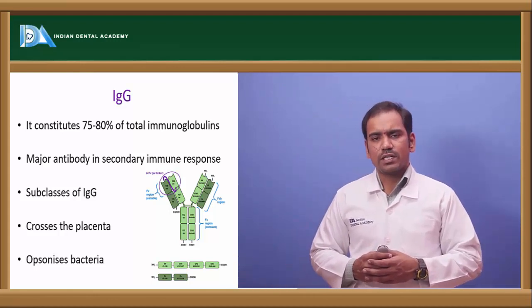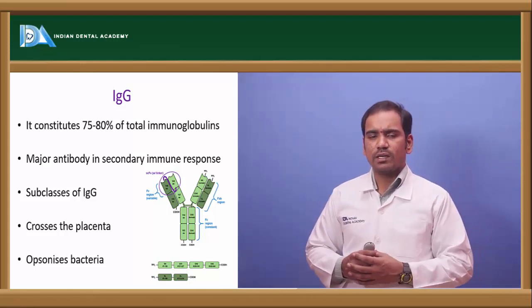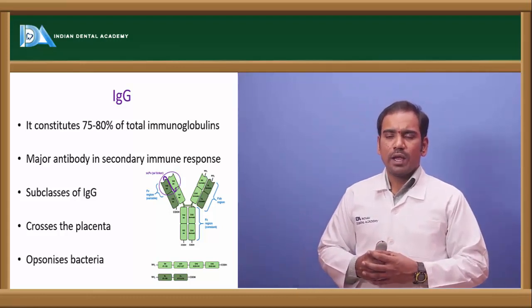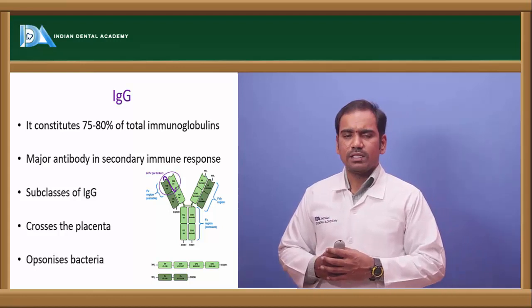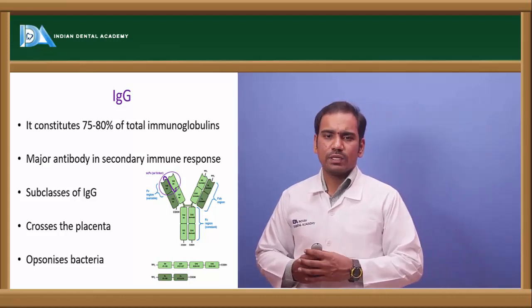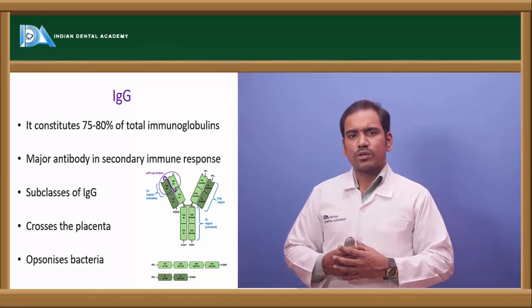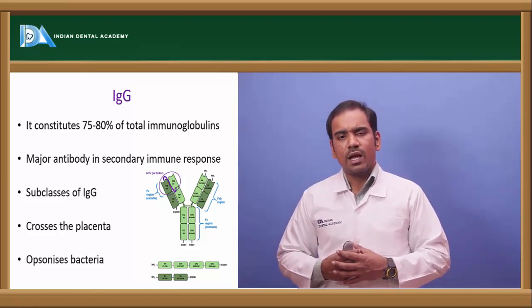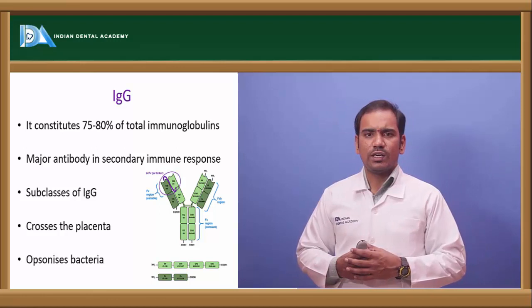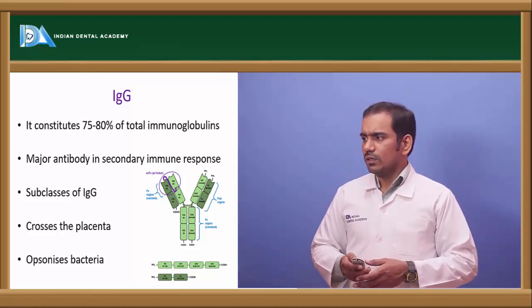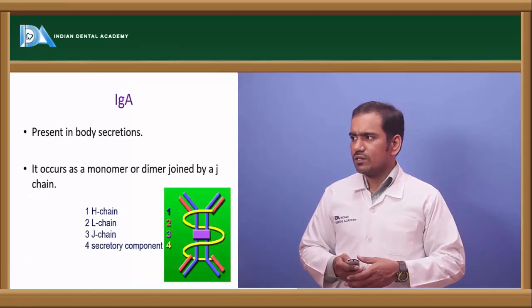So what is opsonization? Whenever a microbe enters the body, this IgG binds with that microbe, and the Fc fraction of IgG binds with the macrophages. So this helps in phagocytosis, and this type of process we call opsonization, and to be specific we call it IgG opsonization. So that's about the functions of IgG.